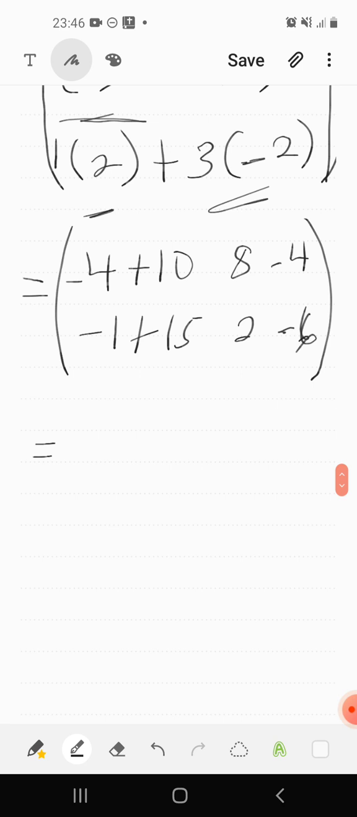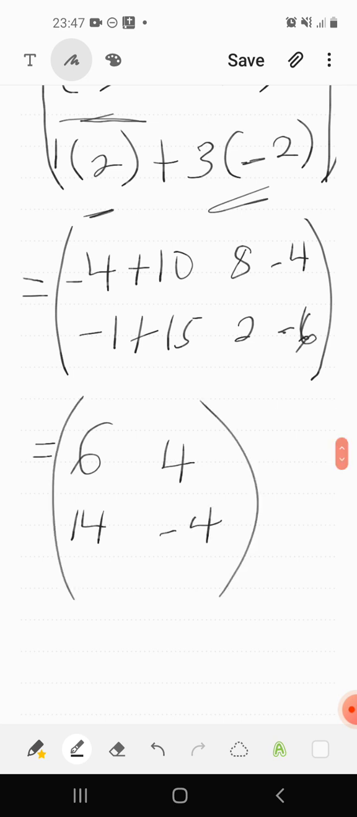Okay, yes. So we are going to simplify what we have here. So -4 plus +10 will give us what? Will give us positive what? +6. Okay, yes. Then 8 minus 4. We are subtracting 4 from what? 8. So 8 minus 4 will give us what? Will give us 4, +4, right? Then -1 plus 15 will give us +14. Then 2 minus 6. We are subtracting 6 from 2 will give us what? -4.